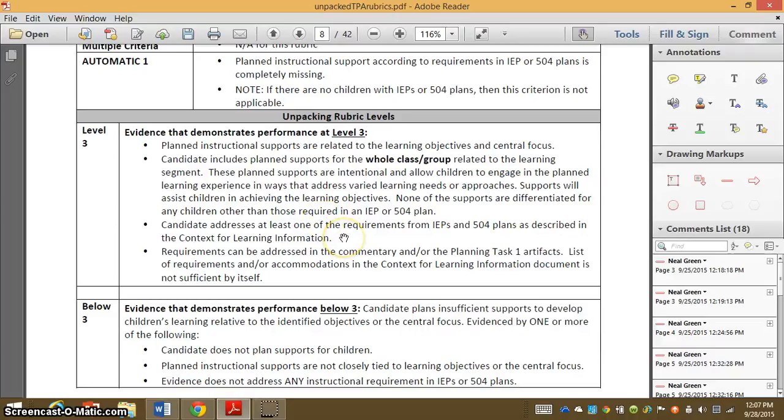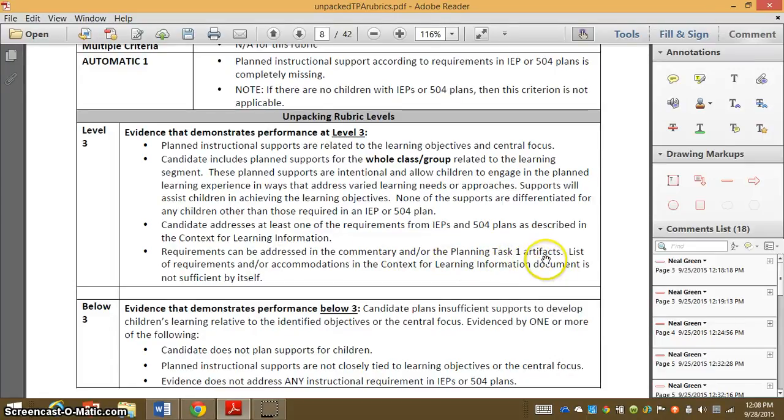And the candidate addresses at least one of the requirements from IEPs or 504 plans described in the context for learning. So you need to find their IEPs or 504 plans, interview with your cooperating teacher about these particular students and their needs, and you're going to want to address those in your commentary. Alright, and again, the requirements can be addressed in the commentary or planning.